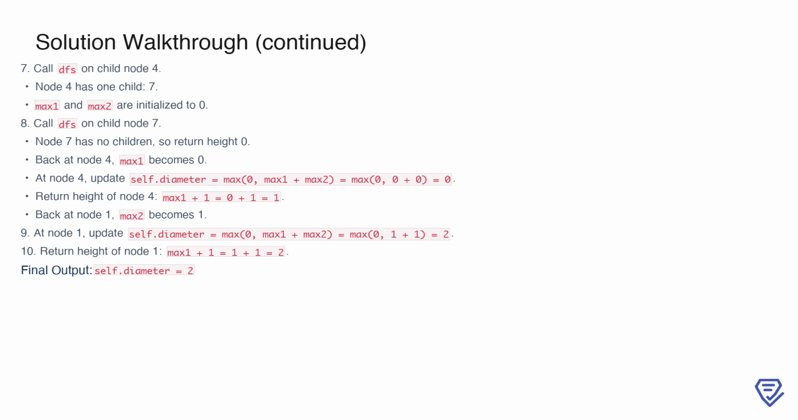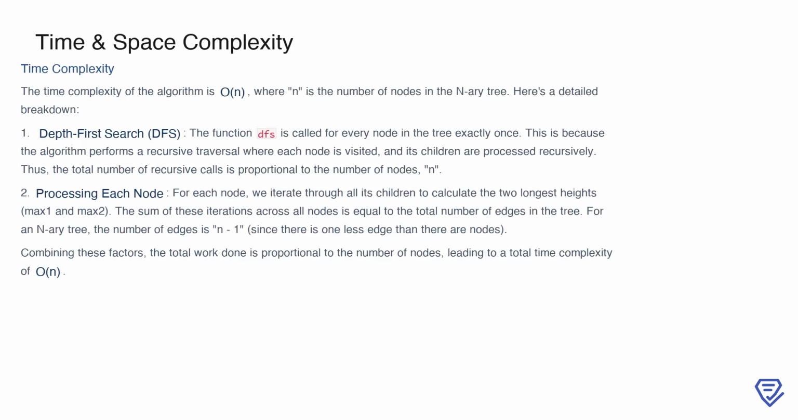through the root. Here, we examine the time complexity of the algorithm, which is O(n), where n represents the number of nodes in the N-Ary tree. The reason behind this lies in the depth-first search traversal. The DFS function is invoked exactly once for each node as the algorithm recursively processes the entire tree. This ensures that every node is visited and its children are handled recursively. Since there are n nodes, we make n recursive calls in total.